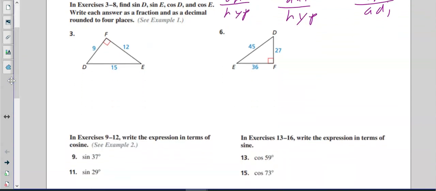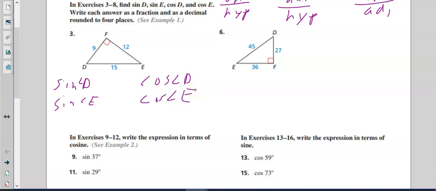Okay, so it says find sine of D and E and cosine of D and E. We don't do F because that's the right angle. So sine of angle D, sine of angle E, cosine of angle D, and cosine of angle E. I guess really I should move these down so I have room for the decimals. So we'll just do it like this.